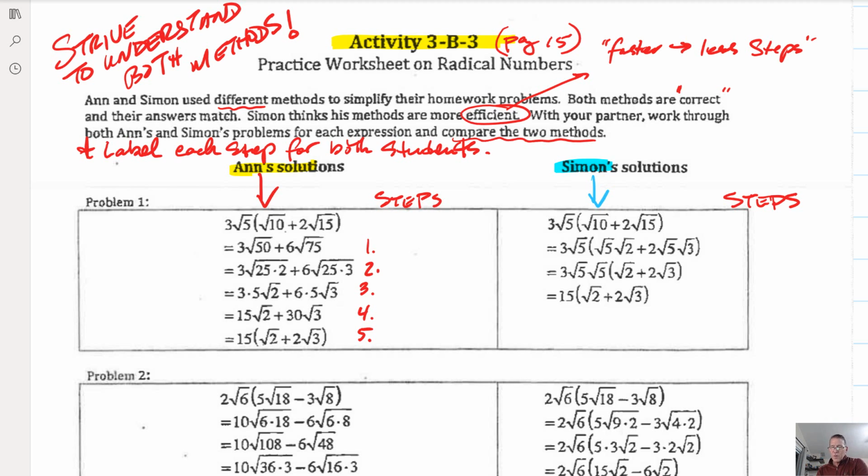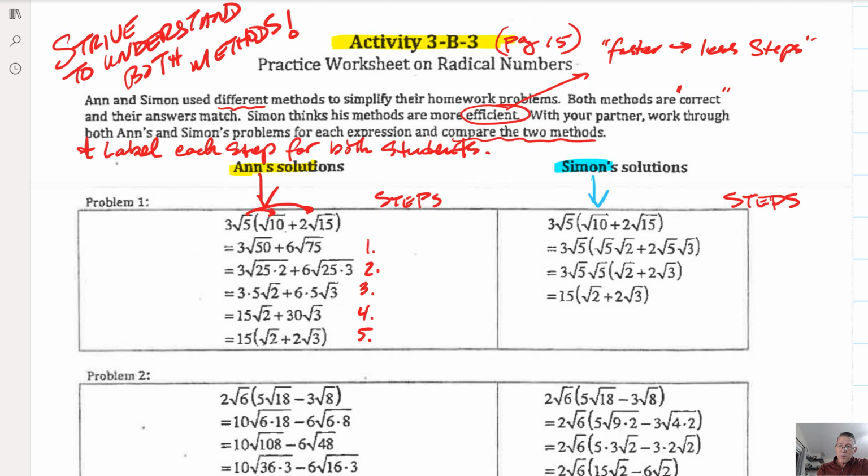Okay, so notice we start off with the original expression here, 3 root 5 times quantity, root 10 plus 2 root 15. So how in the world did Anne get 3 root 50? Well, if you think about it, she multiplied through, right? That's called distributive property, guys. Root 5 times root 10 is root 50. And root 5 times root 15 is root 75.